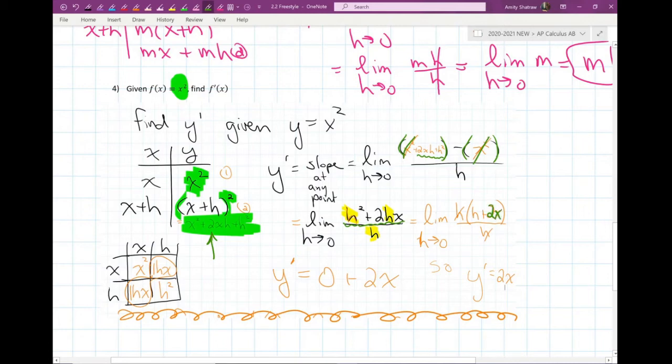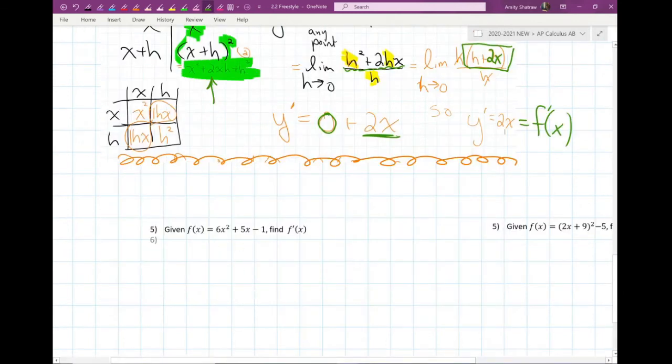And so some h's canceled out. I had this thing left over, h plus 2x, and that h was the same thing as a 0. And so the 2x was all that remains. And so now I know without a doubt that the derivative of x squared, f prime of x, is equal to 2x.